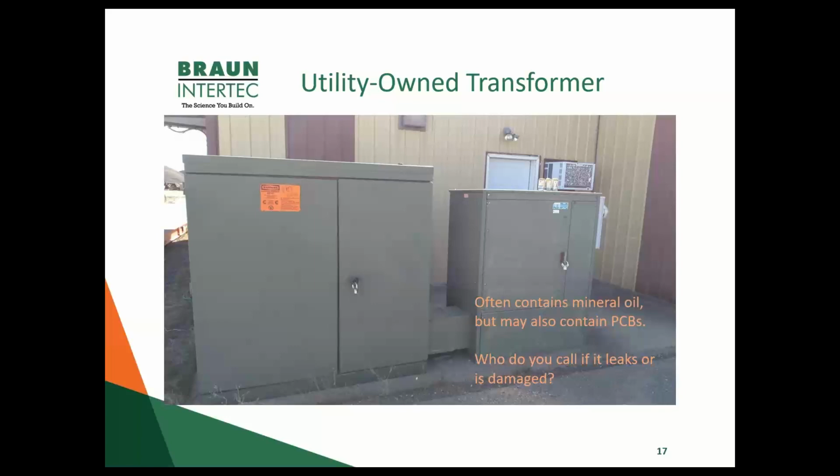If you have transformers on your site, there should be a clear label identifying who owns that transformer, if you own it or if the utility owns it, as well as the volume of oil that's inside it, if there is oil. And there should also be either a PCB or non-PCB sticker somewhere on the outside of the structure, so that people know that if there's something leaking out of it, they can respond appropriately.